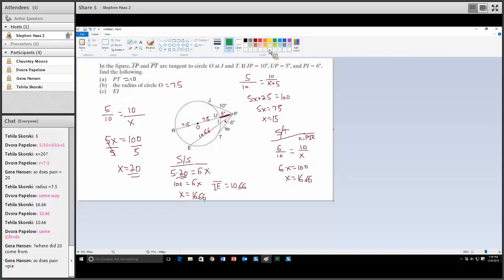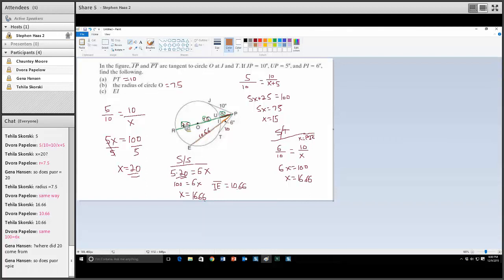Let's say the green line was 20, because that's the 5, plus the 7.5, plus the 7.5, that's 20 altogether. Whereas PIE, again, they're proportional. This part times the whole thing equals this part times the whole thing.